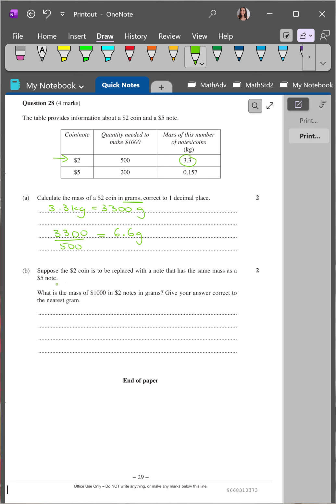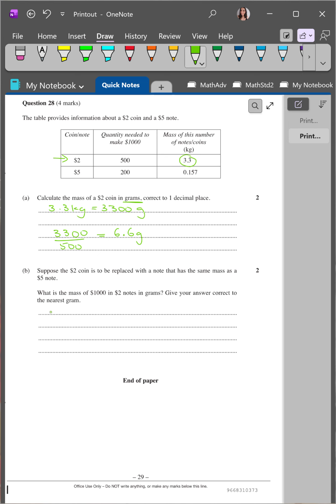And in part B, it says, suppose the $2 coin is to be replaced with a note that has the same mass as a $5 note. What is the mass of $1,000 in $2 notes in grams? Give your answer correct to the nearest gram. So the first thing that I want to look at is that for the $5 note, there's only 200 of them. So we need to find the weight of one note in order to apply that to the $2 note.